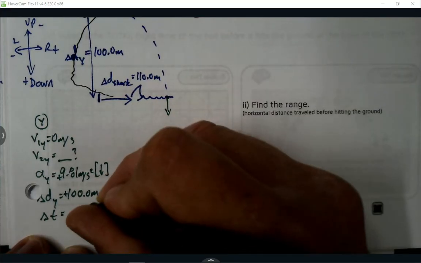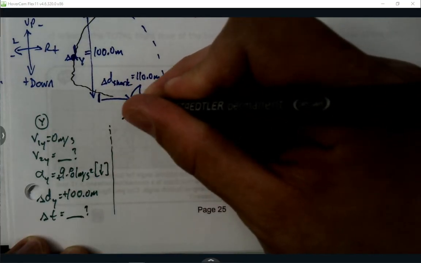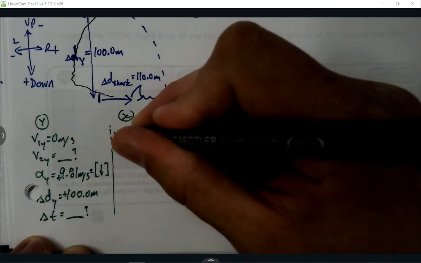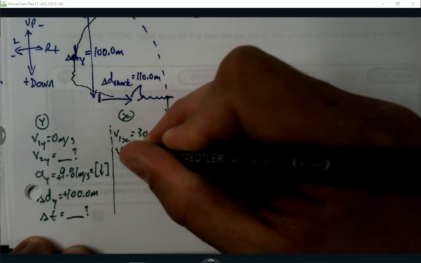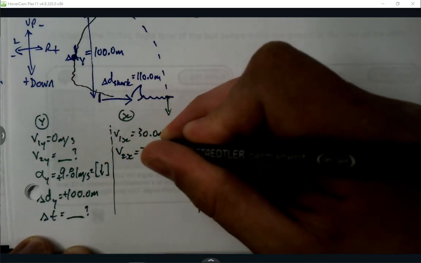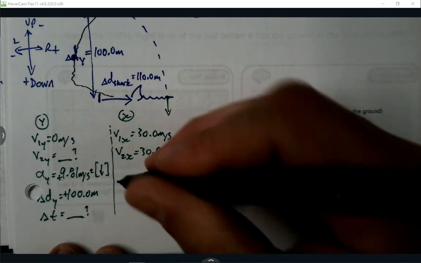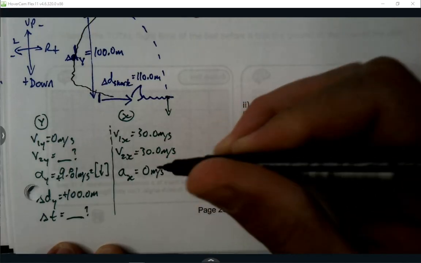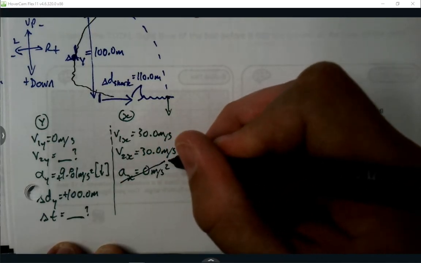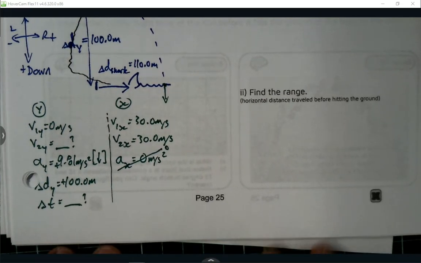But I don't know the flight time and I don't know the splashdown velocity. Okay? My x inventory: V1x is apparently 30.0 meters per second. V2x, it's still 30 meters per second because, as we said earlier, there's no drag, no acceleration in the horizontal. It's going to stay the same. So I can even make the statement that acceleration in the x direction is 0 meters per second squared. This is always going to be the case, default for projectiles.